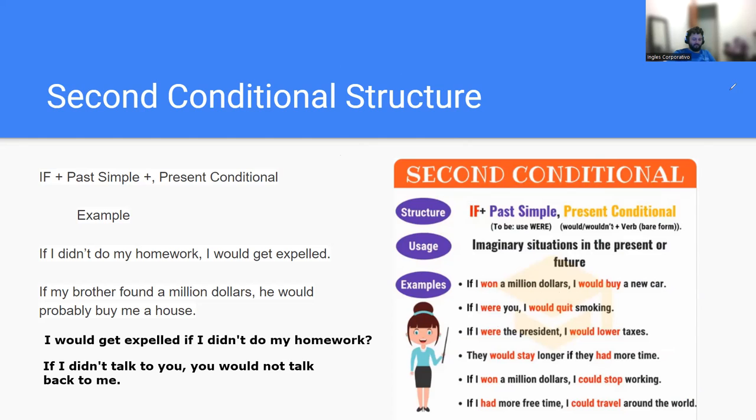So do you have another example that is correct? If I travel to foreign countries, I would have a good job. Yes, I would have a good job. Very good. That is correct. All right, very good. Another one? Or is that it? Okay, very good.